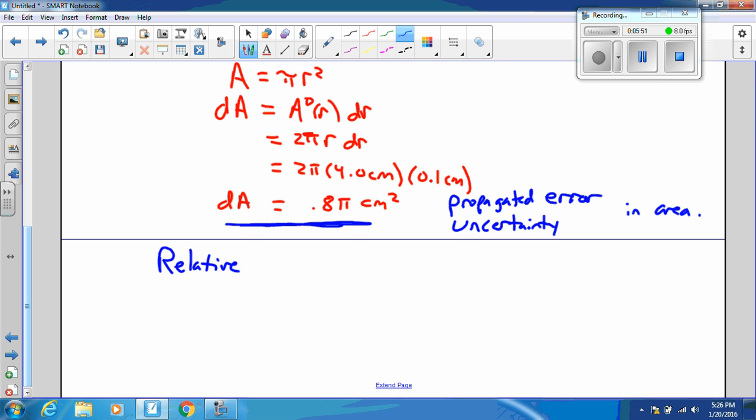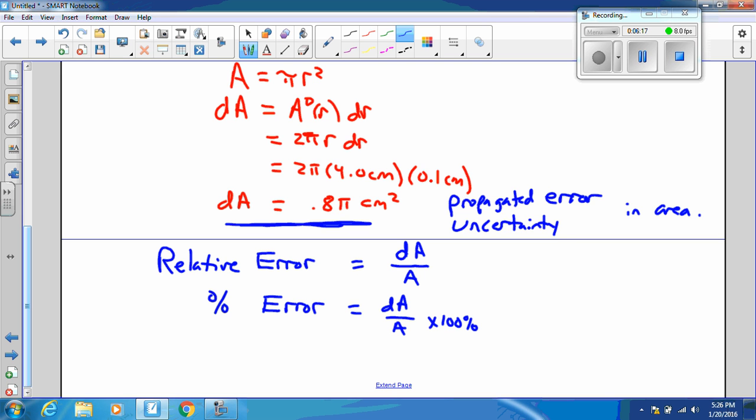And so very often we're going to be interested in the relative or percent error. And the relative error compares the error that we got, the propagated error, to the size of the original. And if I want it as a percentage, the percent error would be the same idea, times 100%.